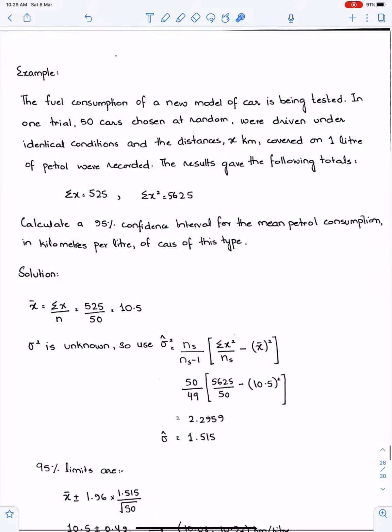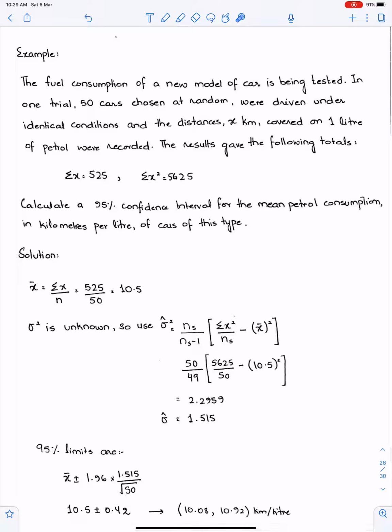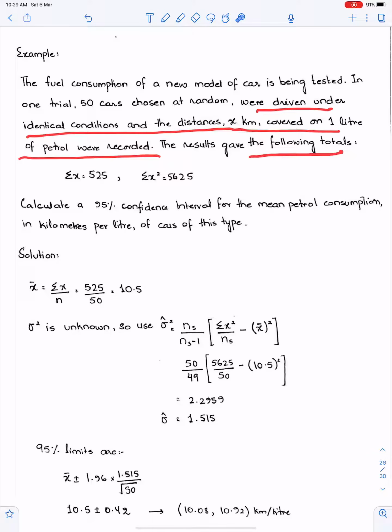Example: the fuel consumption of a new model of car is being tested. In one trial, 50 cars, this is the sample size, chosen at random, and the name of the population is not given, were driven under identical conditions, and the distances x kilometers covered on 1 liter of petrol were recorded. The results gave the following totals.